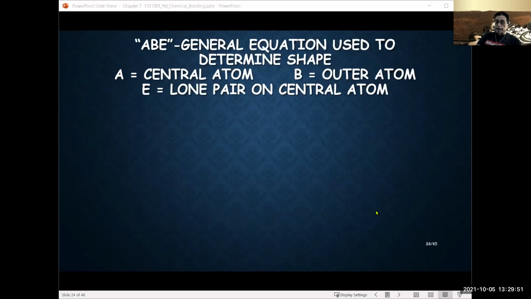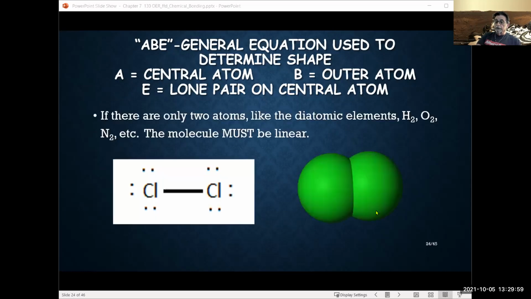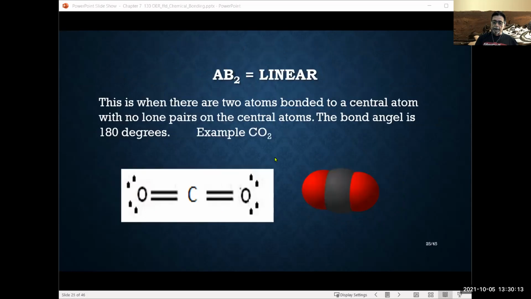I just introduced it earlier where we talk about ABE, where A is the central atom, B is the outer atoms, and E is any lone pair or pairs on the central atom. When you have a diatomic species, it's linear. It's got to be. Nothing else around it. You got 2 things bonded together. We got a linear configuration. When you have an AB2, which we did carbon dioxide earlier, again, this is a linear species, but be it 2 atoms or be it 3 atoms that are all bonded in such a manner, everybody's in the same line, so it's linear.